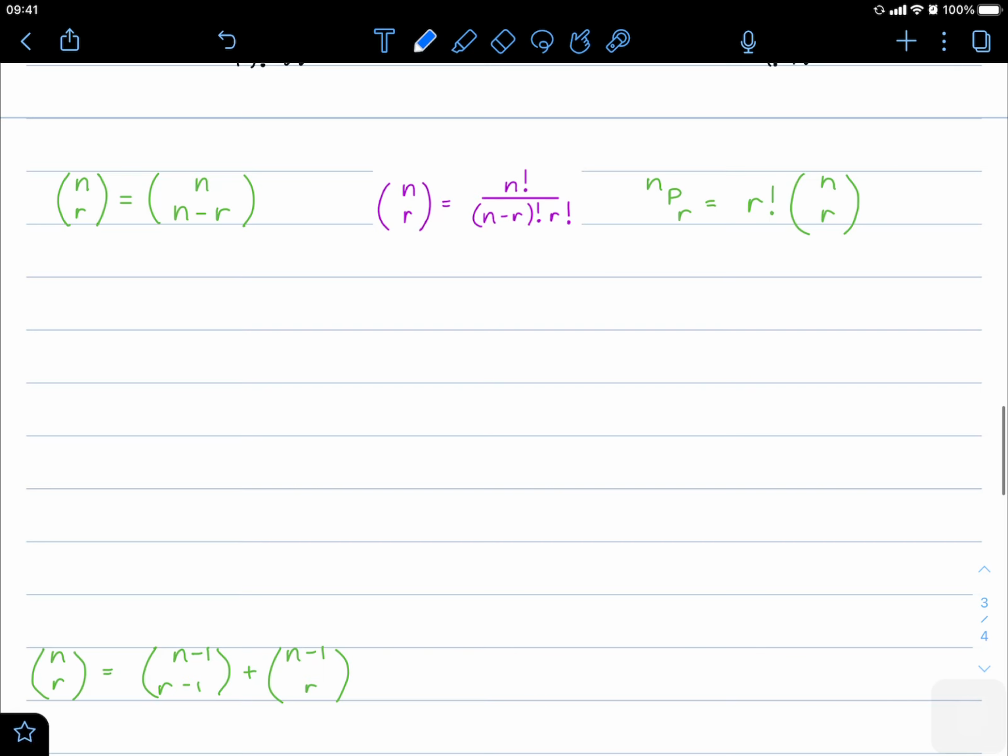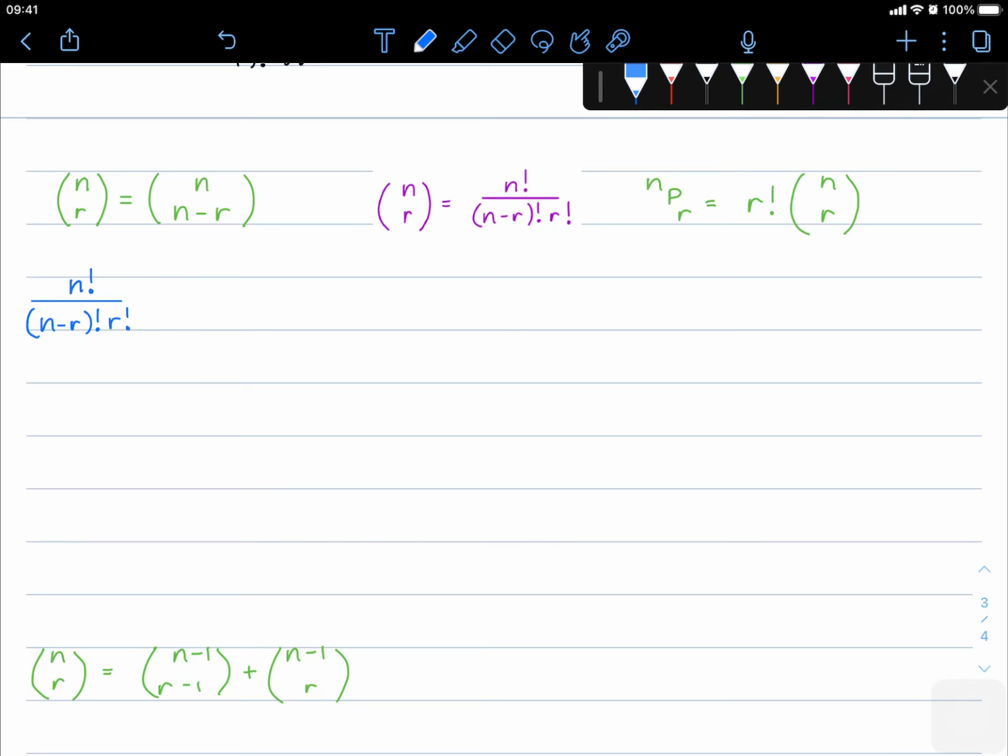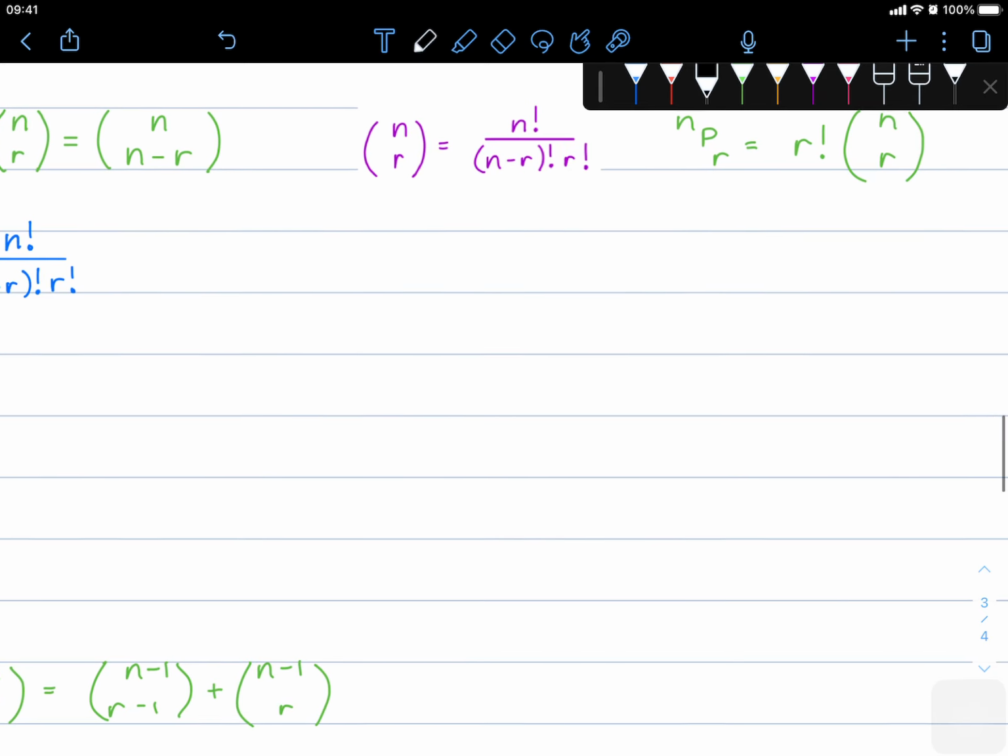Using the definitions, let's just do this one first on the left hand side. It's kind of interesting because it's the exact same thing as this one here. So this left hand side is going to become n factorial over n minus r factorial, not n, r factorial. Let's do the right hand side now.